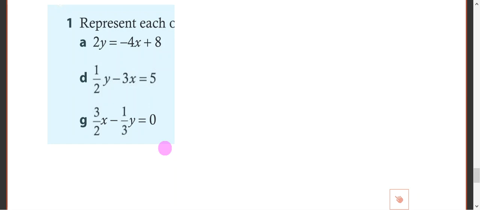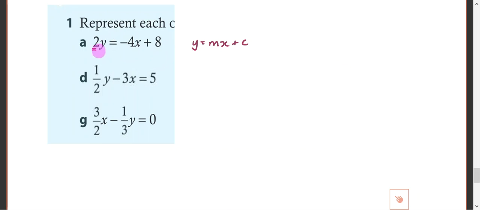So we want to put it in gradient intercept. Gradient intercept is y equals mx plus c. So we kind of got it as y equals x plus c, but the trouble is we've got two y's, right? We can't have two y's, we must have one y. If I've got two y's and I only want one y, I could subtract a y. That's an option. But if I subtracted a y from both sides, I'd have to do it to the other side, and then it's still not like that, okay?